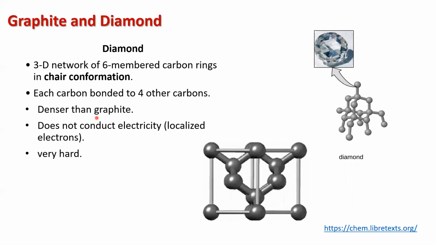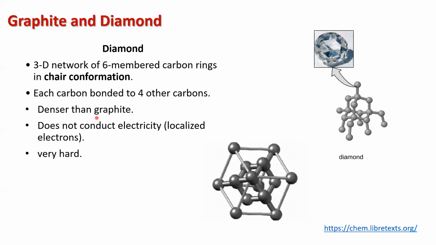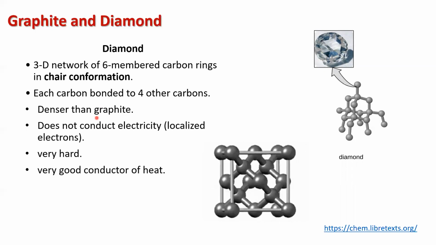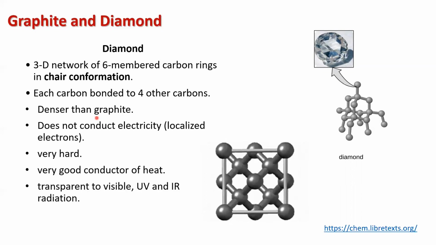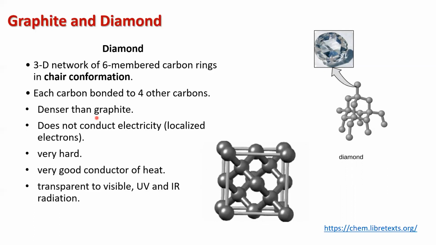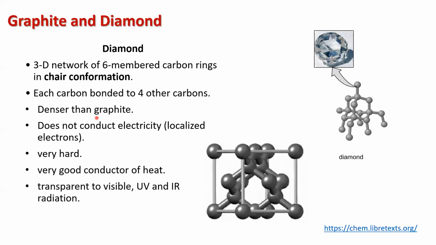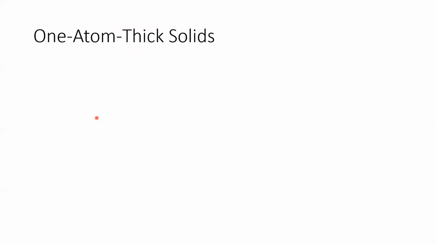Diamond is very hard because of those network covalent bonds. They're good conductors of heat. And they are transparent to visible, UV, and infrared radiation.